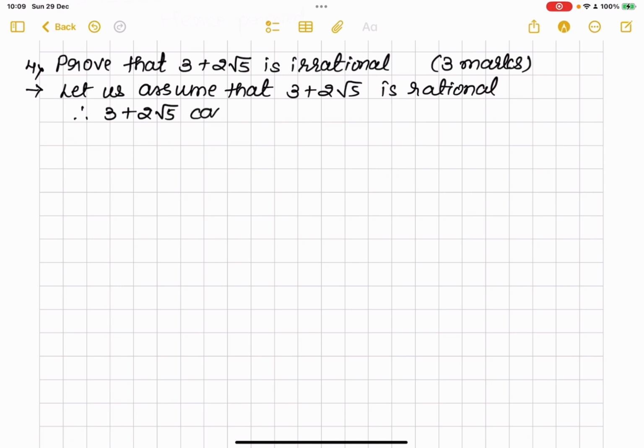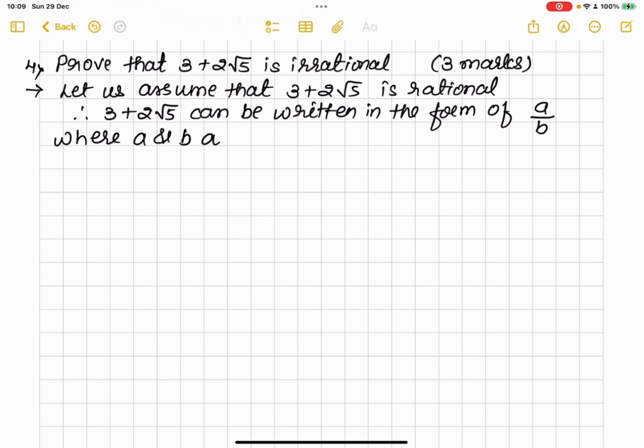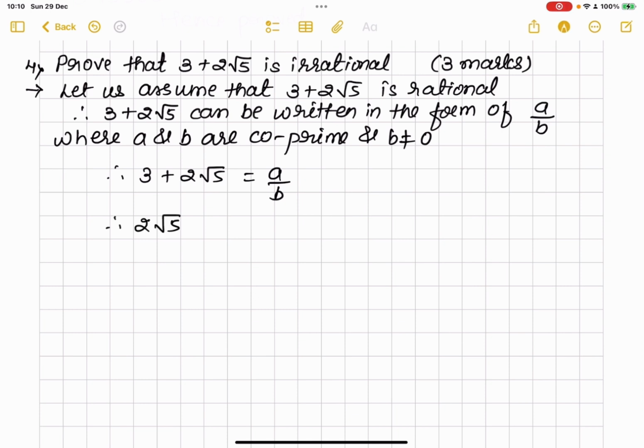Therefore 3 plus 2 root 5 can be written in the form of A upon B, where A and B are co-prime and B is not equal to 0. So therefore 3 plus 2 root 5 equal to A upon B. So therefore 2 root 5 will be equal to A upon B minus 3.